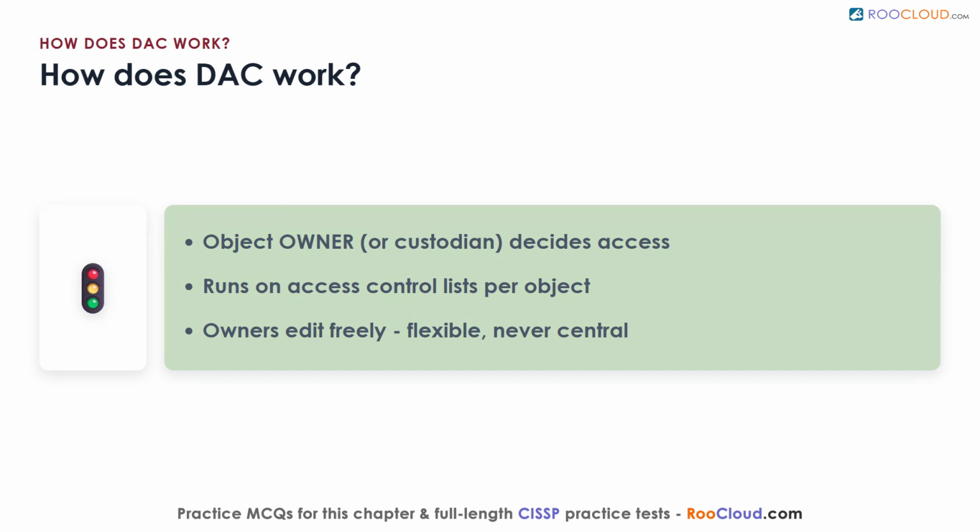It runs on access control lists attached to each object. And because owners edit them freely, the model is wonderfully flexible but never centrally governed. This is exactly how file permissions work on common desktop operating systems.